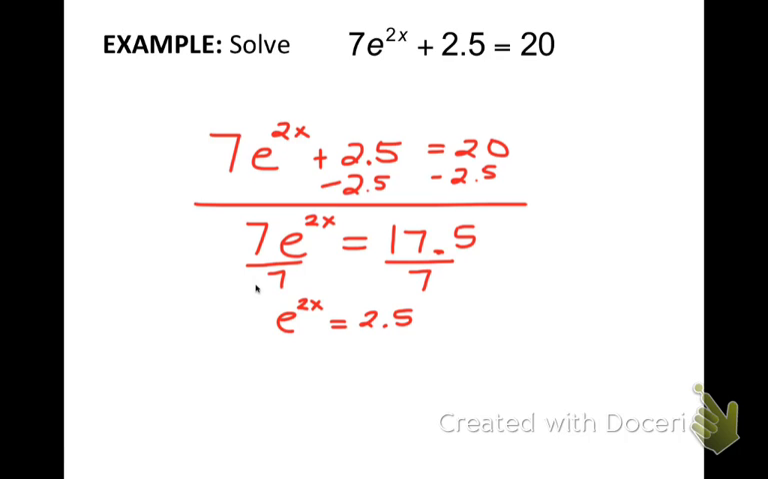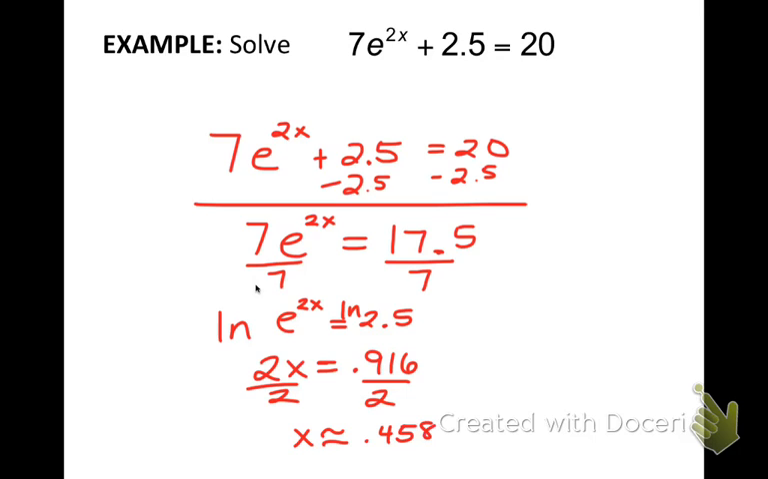2.5. That's nice. Okay, so now that we got an e, right away I should be thinking I need to use that natural log. I need to use that ln. So let's take the ln of both sides. What am I going to get on the left when I take the natural log of e to the 2x? Just the 2x. Good. And then the natural log of 2.5 is what? 0.916. Cut it in half. 0.458.